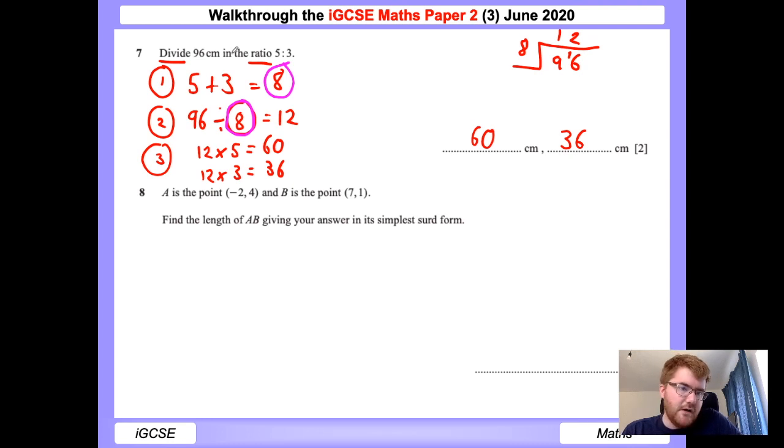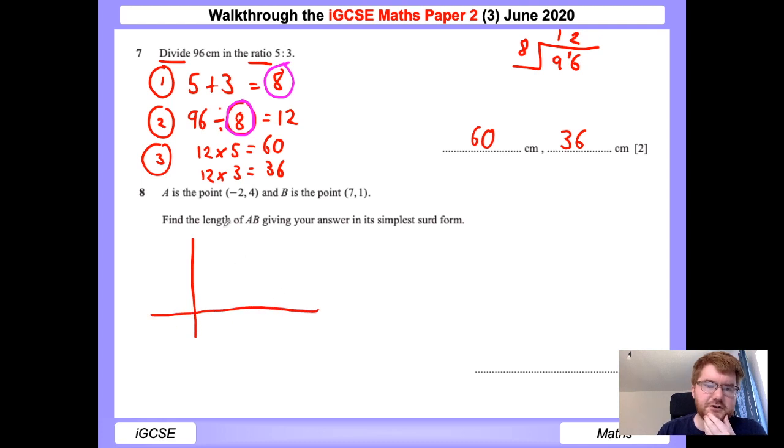So this is a combination of coordinate geometry and surds, which I haven't seen in this combination, but both topics come up a lot. I generally draw a sketch here, so I'm just going to draw a sketch. Just have a rough idea of what's going on. So let me pop in the coordinates roughly where they are. So we've got minus 2 and 4, so that's up here somewhere. So this is my minus 2 and 4. And then we've got 7, 1, so 7 along and 1 up. Notice my sketch is in no way to scale, but it gives me a visualization of what's going on.